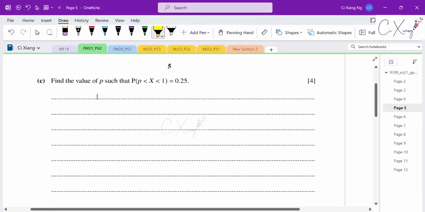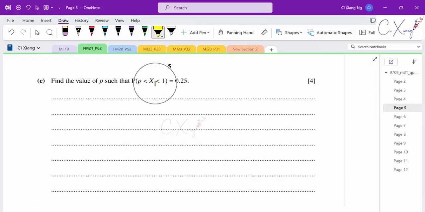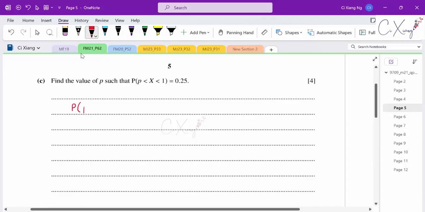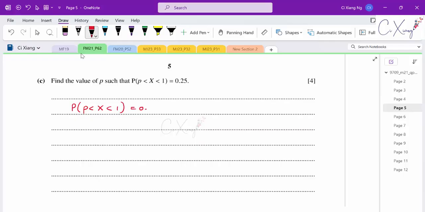Alright, so for part C, they want us to find the value of P so that the probability of X between P until 1 equals 0.25. Okay, so this is the information given. Okay, so for any continuous random variable, to find out the probability, again, you need integration. So since they mentioned that the X value is from P until 1, therefore the integration limit will be from P until 1. And then what's the function that we have just now? We are putting in the function f(x), which is negative half x plus 1. And I let it equal 0.25.